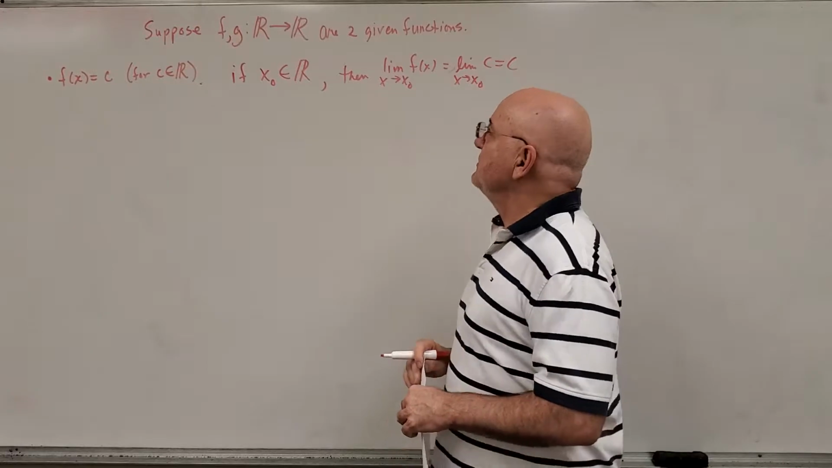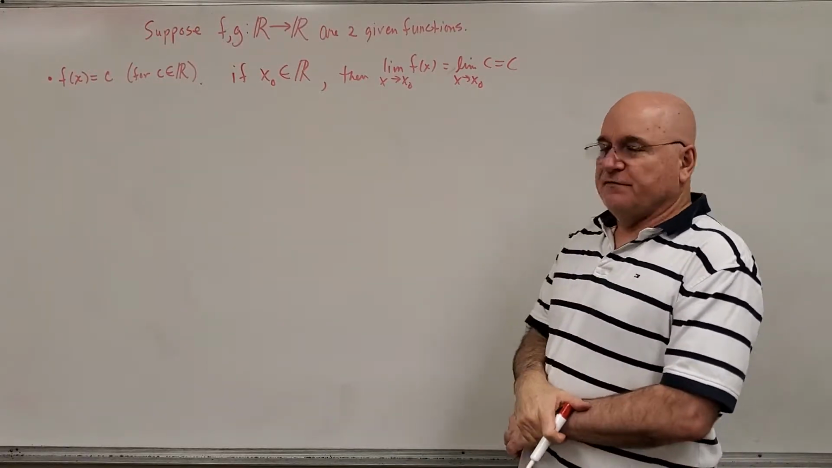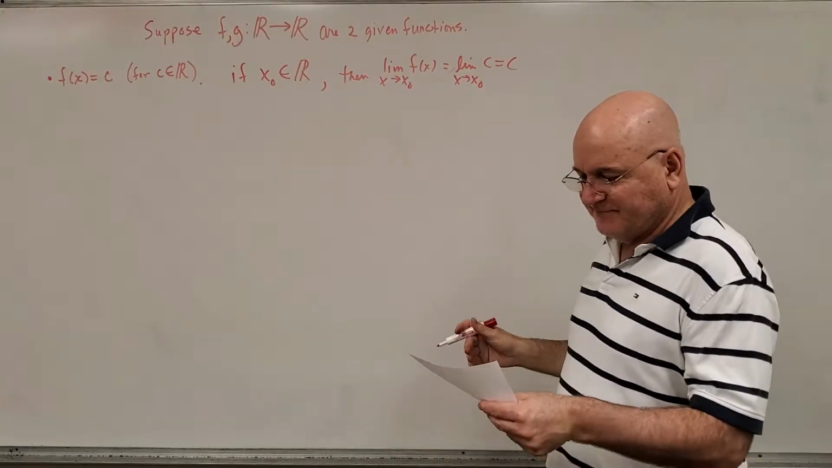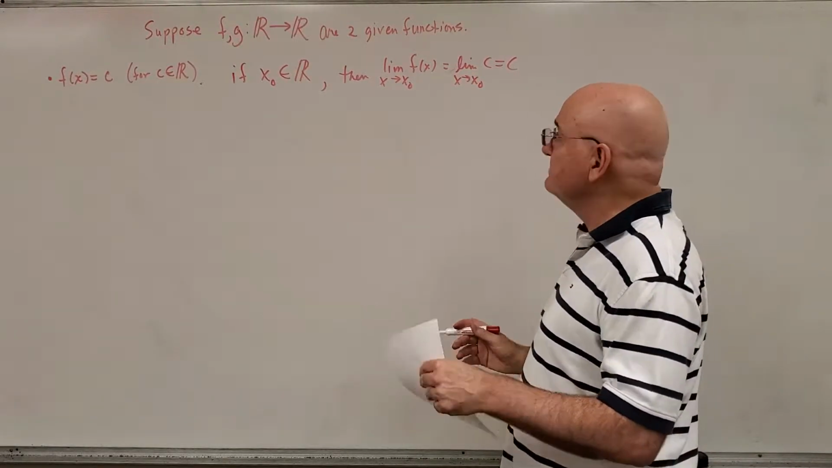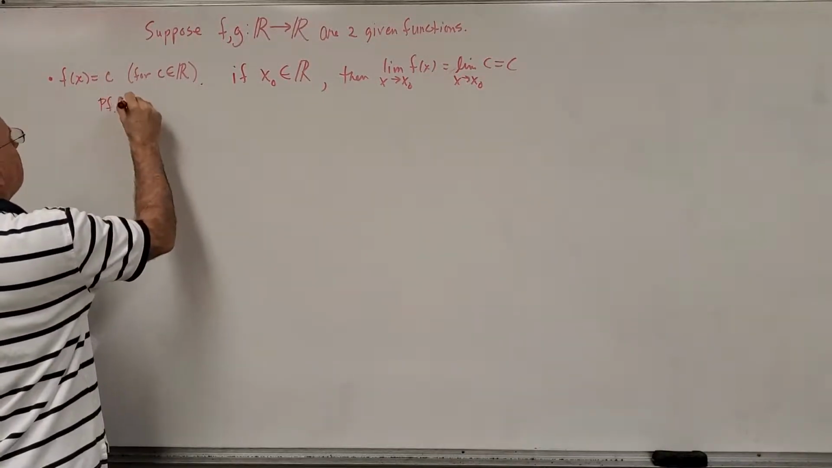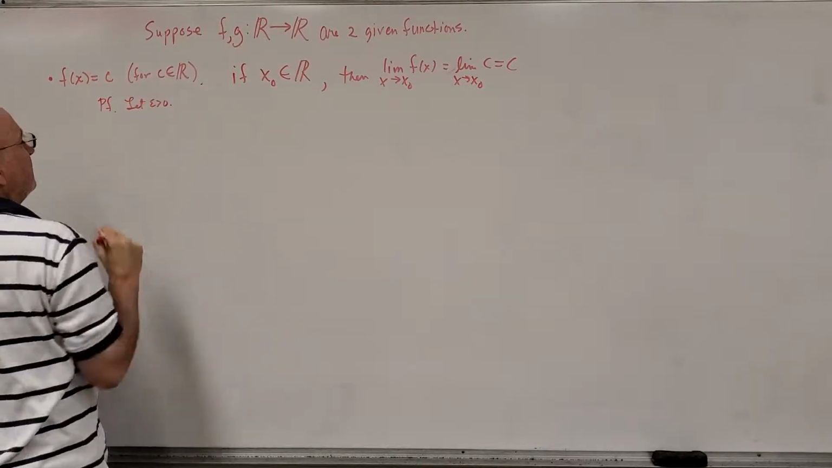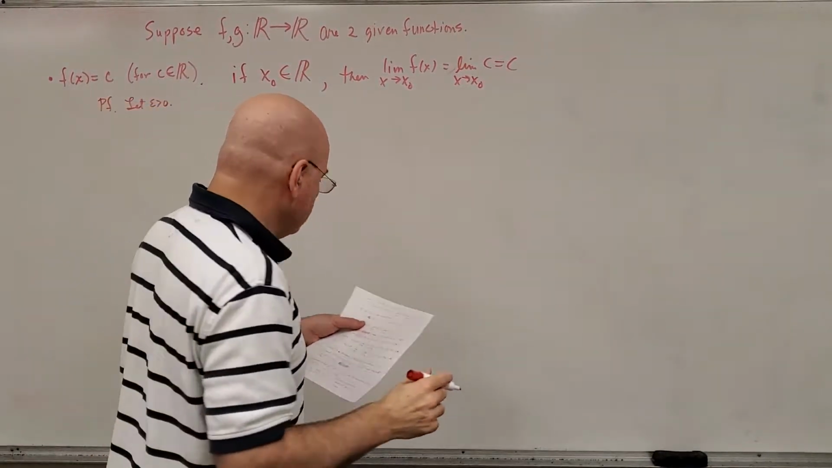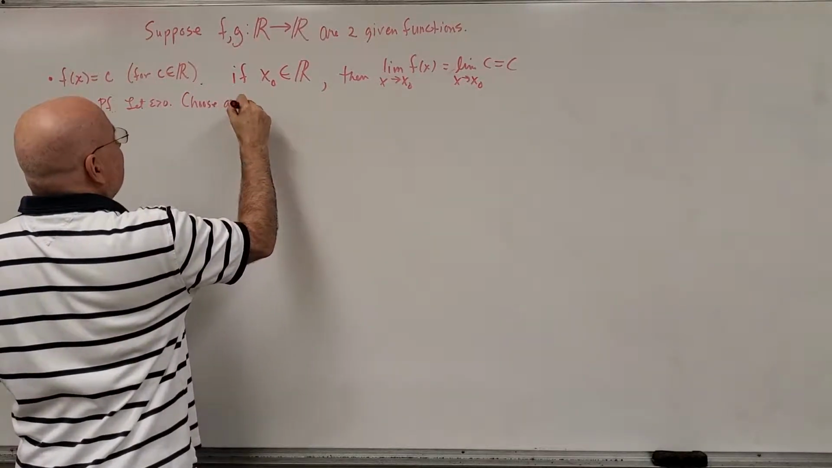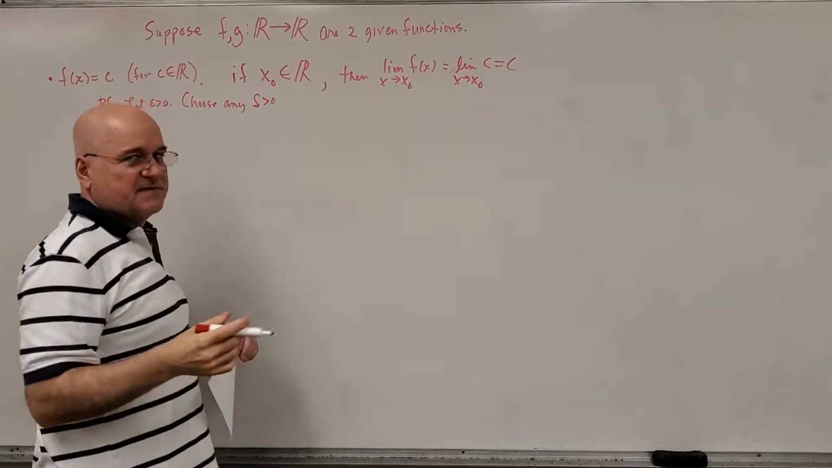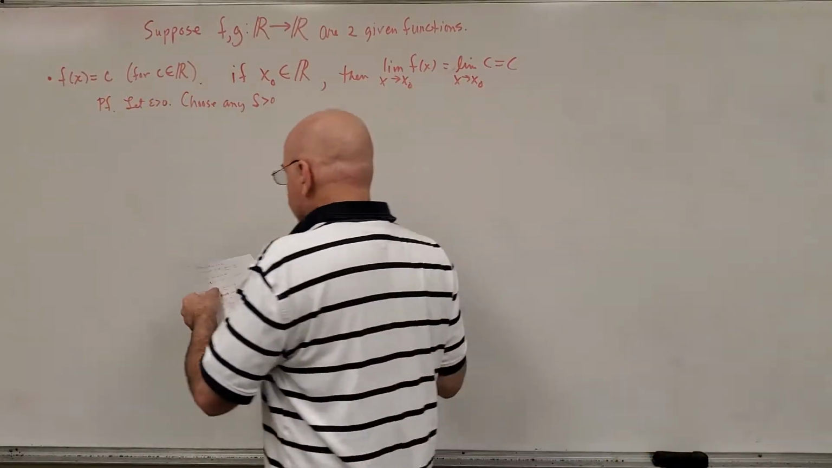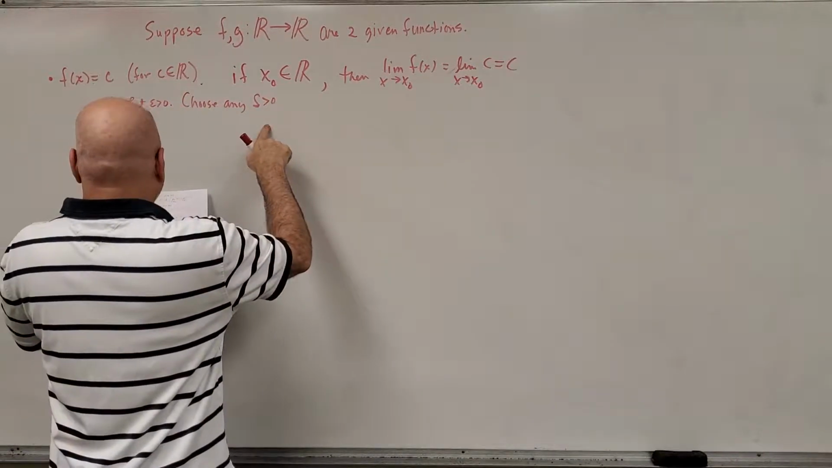If I wanted to, do I even need to look at a delta epsilon proof of that? Well, it's just one quick line. Maybe I will. The proof: let epsilon greater than 0 be given. In this case, we can choose any delta greater than 0. I don't have to say delta equals 1 or 1/2 or 1/10. For any positive number delta, we get the following.